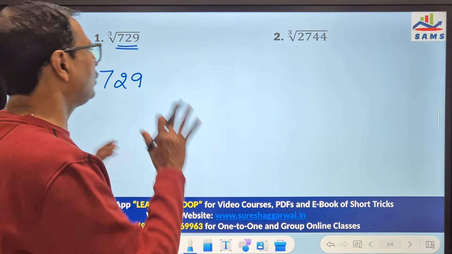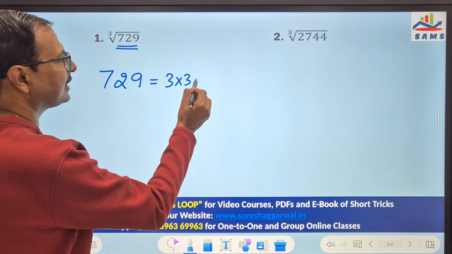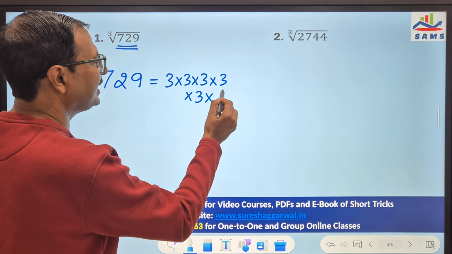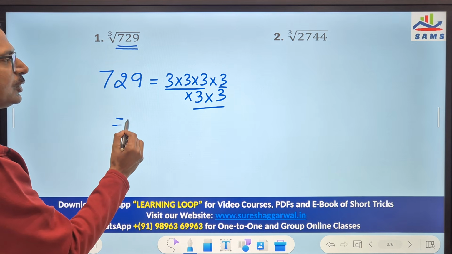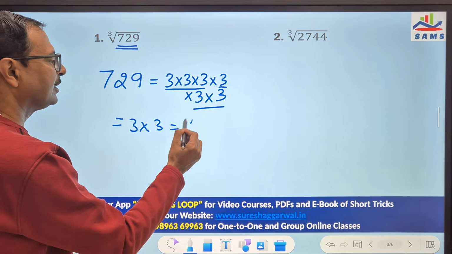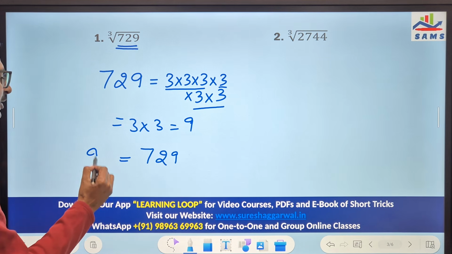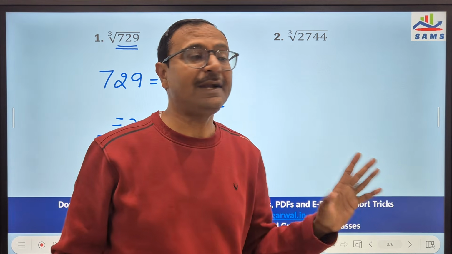So what you can do best for this number is to write it as 3 times 3 times 3 times 3 times 3 times 3, right? And make triples and you will get your answer. 3 into 3, 9. But we already know that 729 is 9 cube, right? So that is the basic thing. Now let's apply it here.